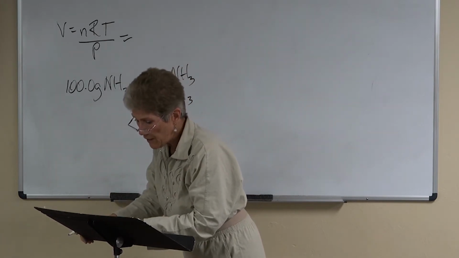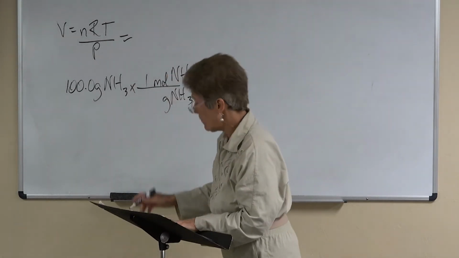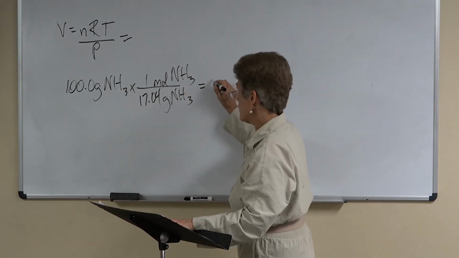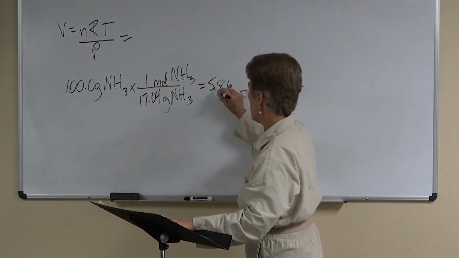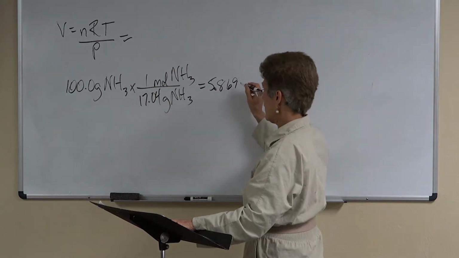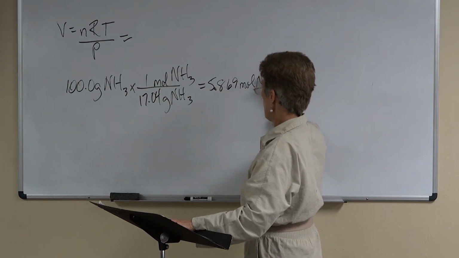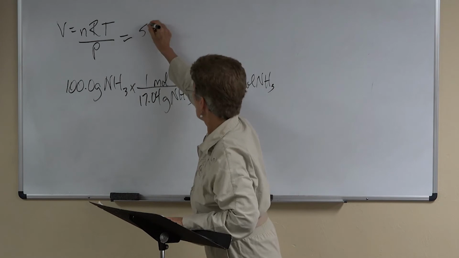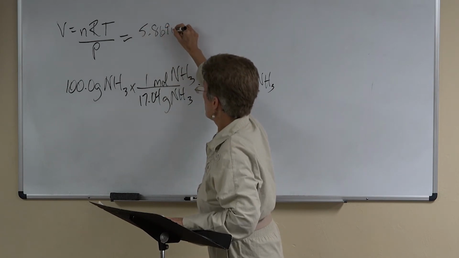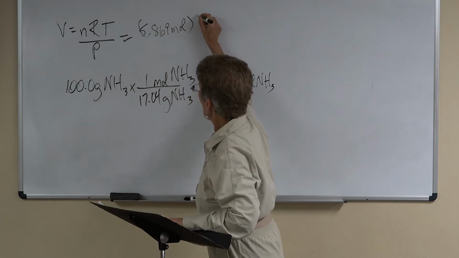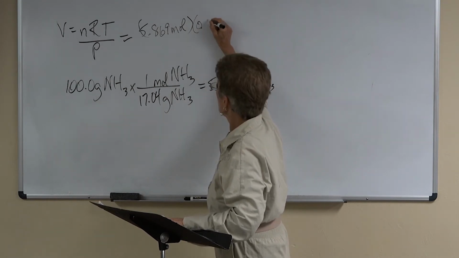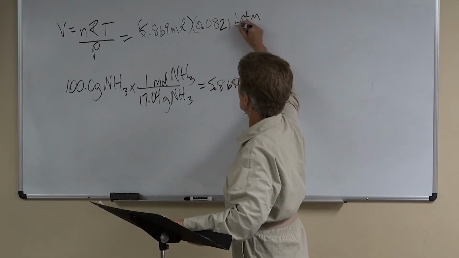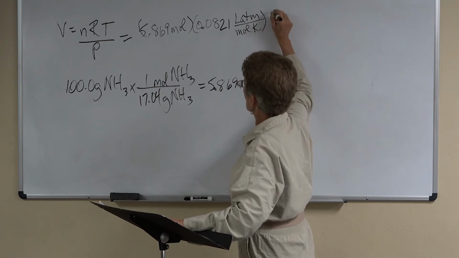For every 1 mole of this, it is 17.04 grams, and so that's going to give us 5.869, 4 significant figures, moles of ammonia. So we got our first thing, so I'm going to go ahead and stick that in. 5.869 moles. Okay, R we have memorized, 0.0821 liters atmospheres per mole Kelvin.